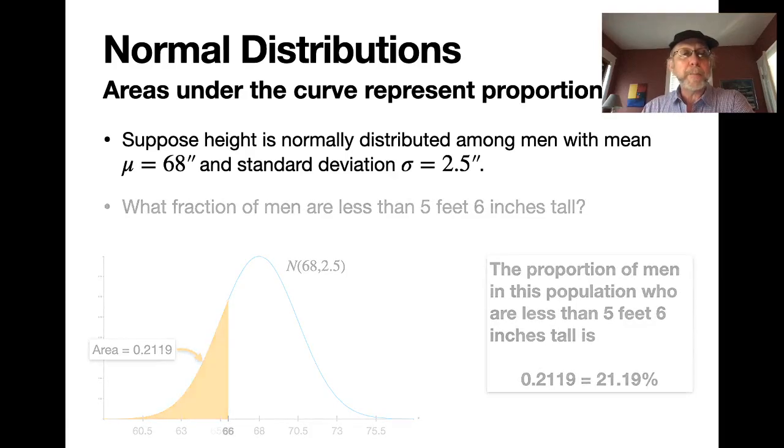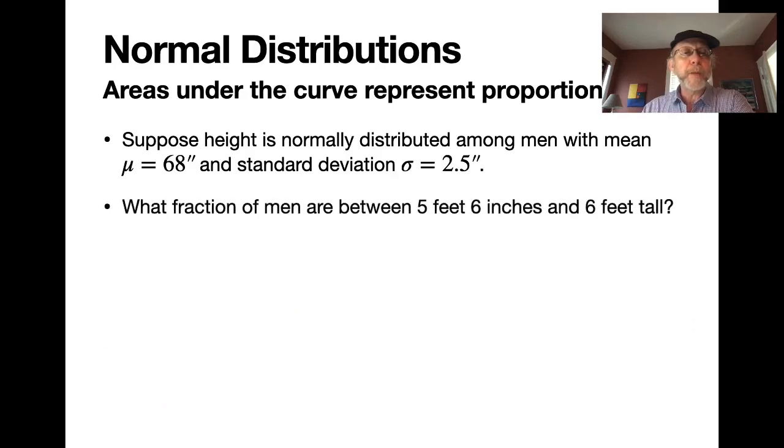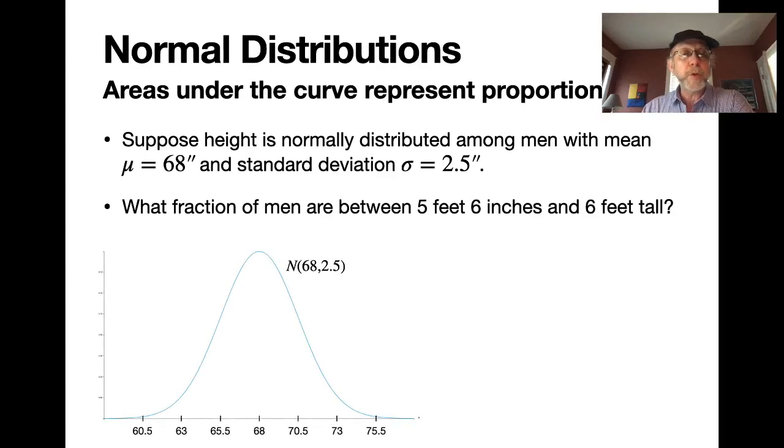One more quick example. Suppose we were interested in the proportion of men who were between 5 feet 6 inches and 6 feet tall. So again, we draw our normal distribution, and now we're looking for the area between 5 feet 6 inches, or 66 inches, and 6 feet, or 72 inches. So there you see that area highlighted.